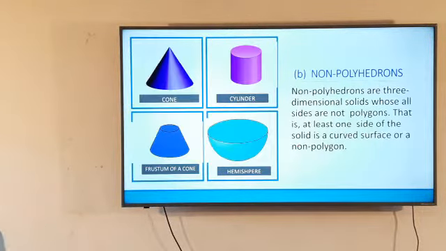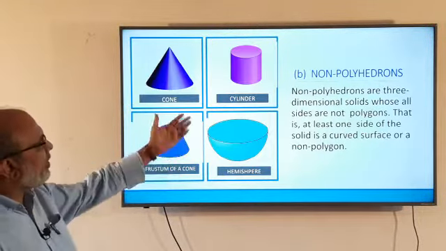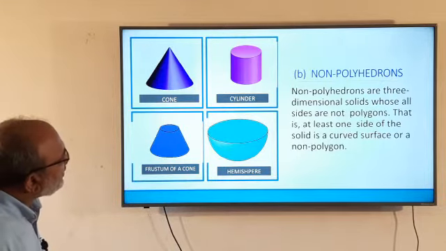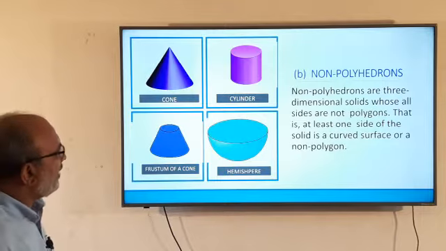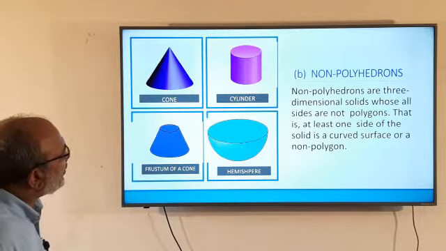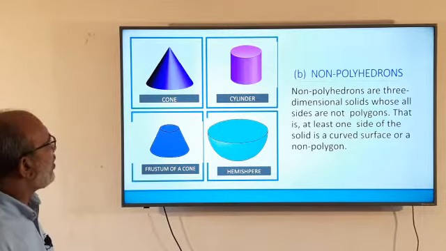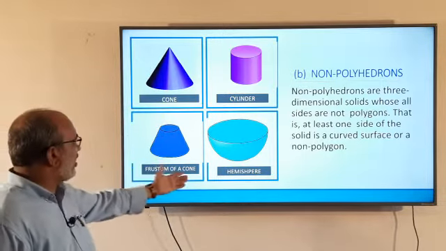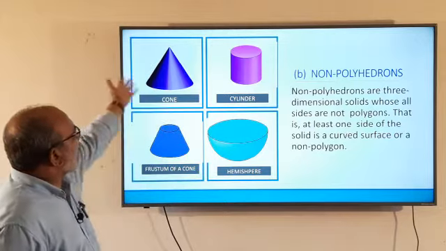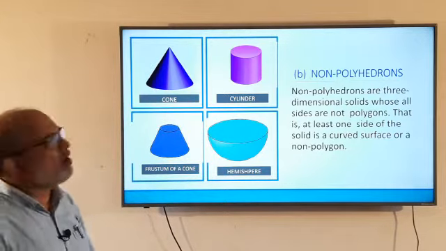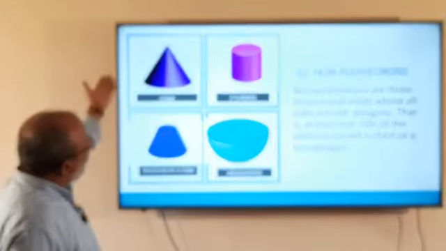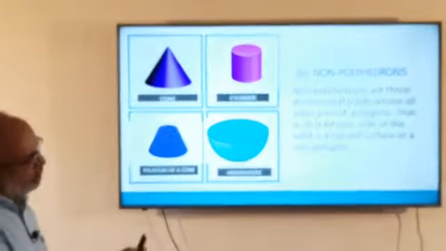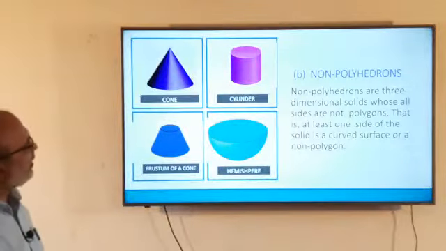Okay. Now, non-polyhedrons. Non-polyhedrons are three-dimensional solids whose sides are not all polygons. That is, at least one side of the solid is a curved surface or a non-polygon. Here you can see a cone, cylinder, frustum of a cone, hemisphere. See, their faces are not at all polygons. All are either plane or curved but not polygons. So, these are non-polyhedrons. Okay?